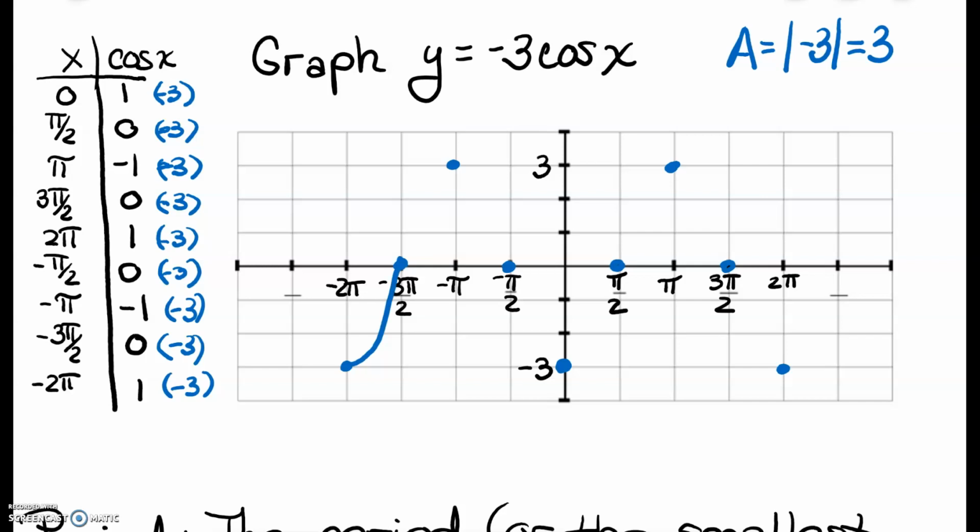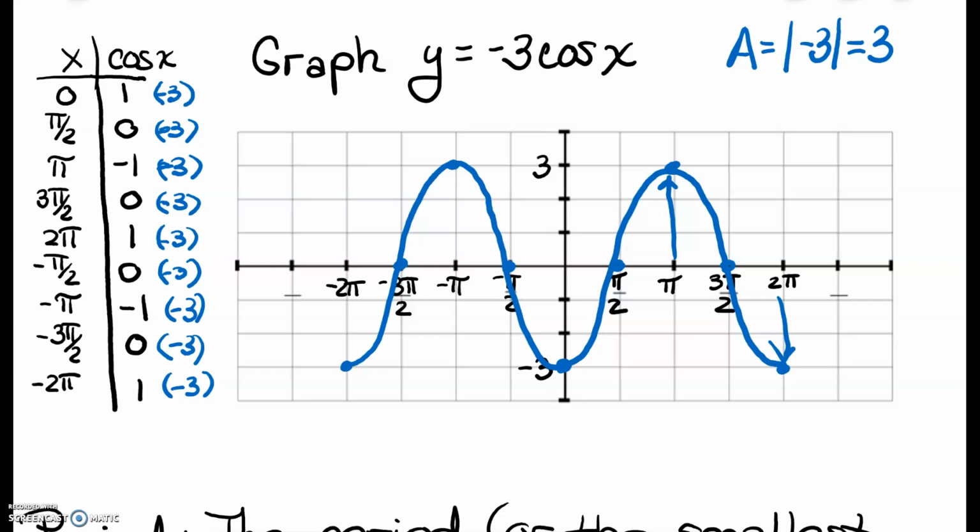So when I draw it in, you can clearly see that the amplitude, the distance from the x-axis to the max and the min values, is 3. But that negative turned my graph upside down. So that is how I would like you to start your homework. Any of your graphs that have amplitudes, you can go ahead and graph tonight.